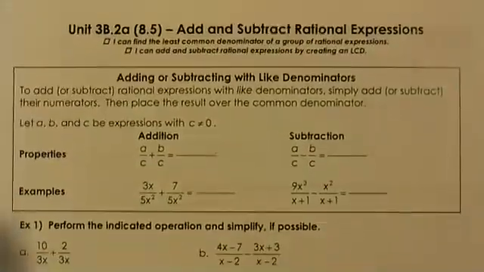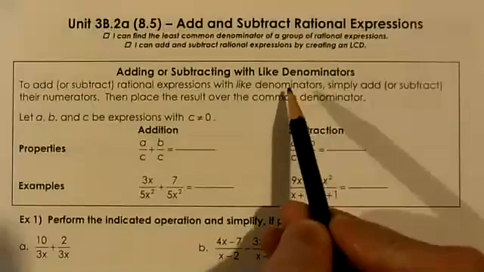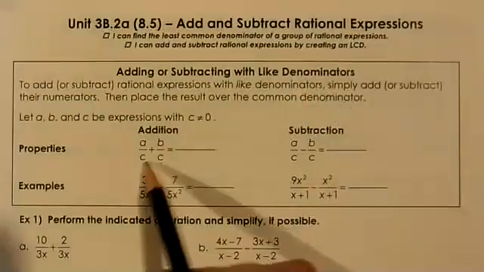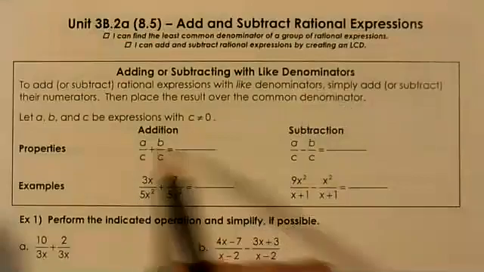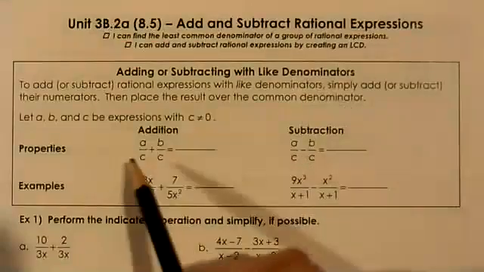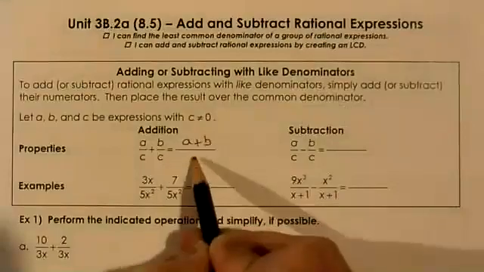So when we add and subtract fractions, we of course need common denominators. When the denominators are the same, it's pretty simple. You just add or subtract the numerators. So in this case, we get A plus B divided by C.